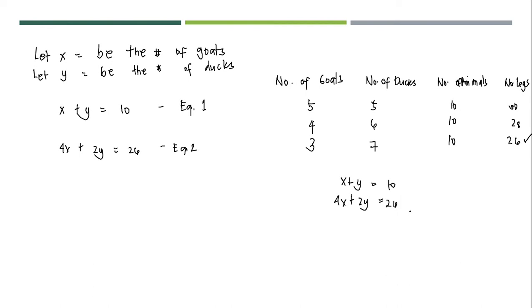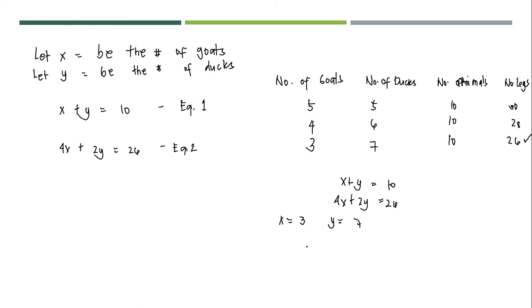So these two equations form a system of linear equations. These two equations can be solved simultaneously. Let us check if x is equal to 3 and y is equal to 7 satisfy both equations. So x is equal to 3 and y is equal to 7.